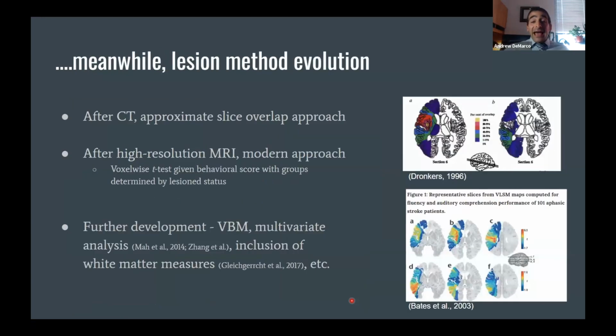Nevertheless, the lesion method has evolved, as probably many of us are familiar, where instead of just looking at what side of the brain is related to contralesional weakness or whatever, or frontal damage causes an expressive deficit, whereas posterior damage causes a receptive deficit, with modern imaging techniques and modern computing power, we can go with very high spatial resolution to look for lesion behavior relationships. We have voxel-based morphometry. We have multivariate approaches. We have ways to include white matter. And so the lesion method has been alive and well.